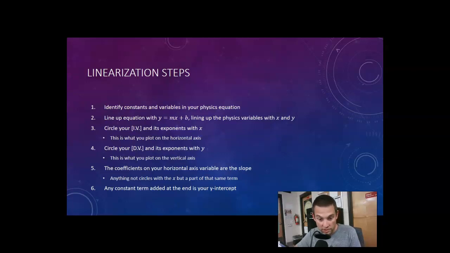Coefficients on the horizontal axis variables are the slope, right? So the m term is your slope. Anything not in circles with the x but part of that same term is part of the slope. Any constant term added at the end is your y-intercept.